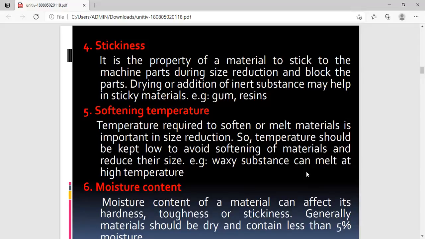For example, gum and resins, what will happen if you try to crush them? They will change their shape, and then they will regain their shape. Can you crush and make smaller particles out of a sponge? No. You have to cut them or you have to pull them apart. Only then they can be reduced.